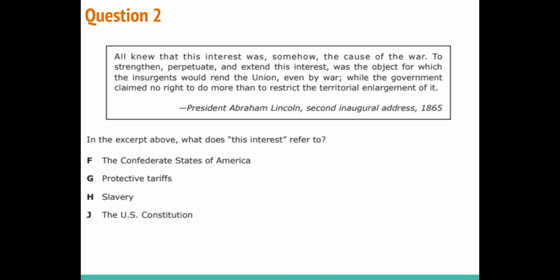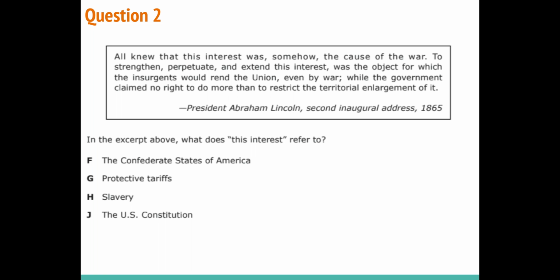In the excerpt above, what does, quote, this interest refer to? So this is from Lincoln's second inaugural address in 1865. We haven't even gotten there yet, but hopefully from the context clues and what you know about U.S. history, and if you've been doing your online packets or readings, you should be at this point already. Lincoln says, all knew that this interest was somehow the cause of the war. To strengthen, perpetuate, and extend this interest was the object for which the insurgents would rend the Union even by war, while the government claimed no right to do more than to restrict the territorial enlargement of it. So what is Lincoln referring to when he says this interest?